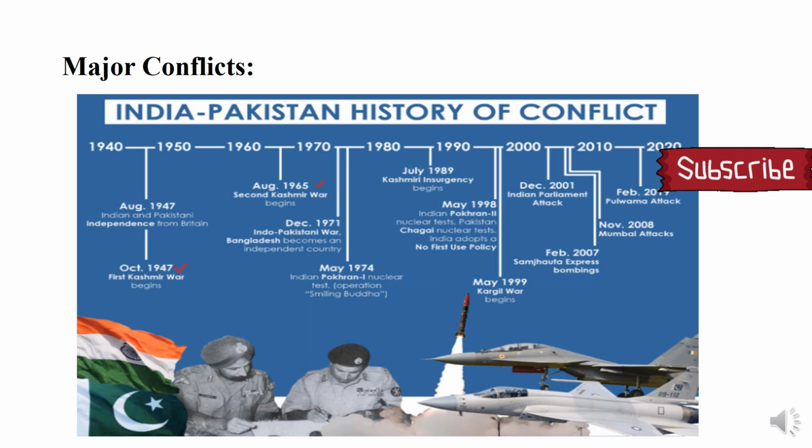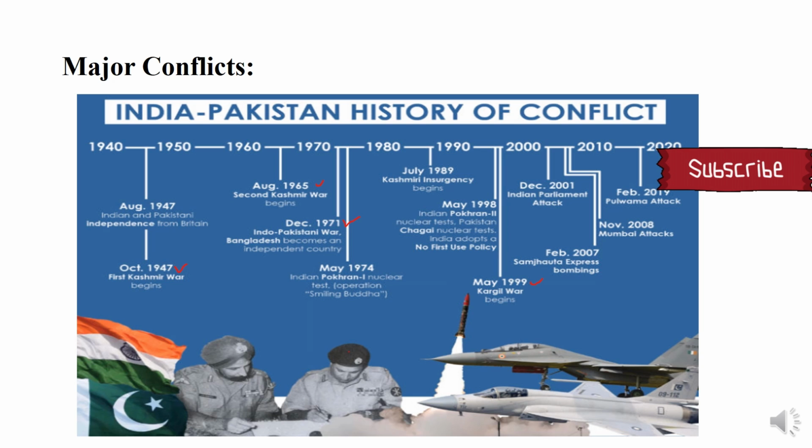The third one is the Bangladesh Liberation War, 1971, where India intervened in East Pakistan, supporting the Bengali population, resulting in Pakistan's defeat and Bangladesh's independence. So this was the third one, 1971. The fourth one is the Kargil War in 1999, a conflict sparked by Pakistani infiltration into Kashmir, which India eventually pushed back. These are the major issues, and the others are also included in this picture.